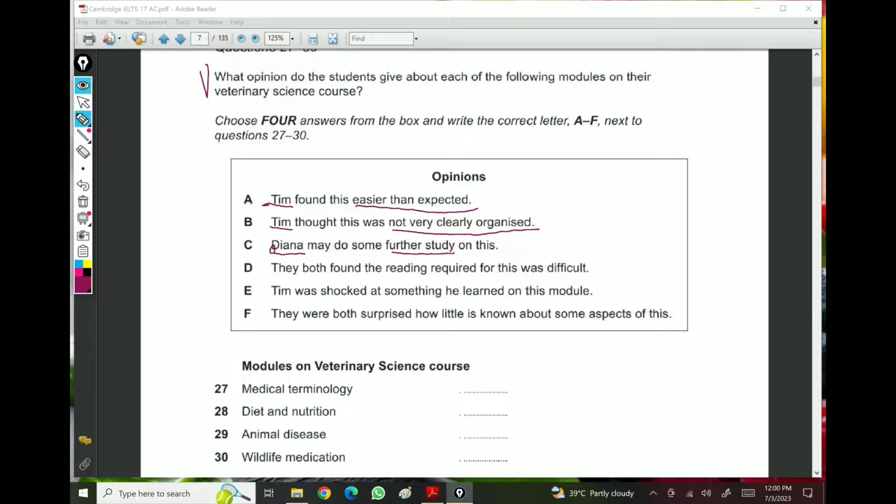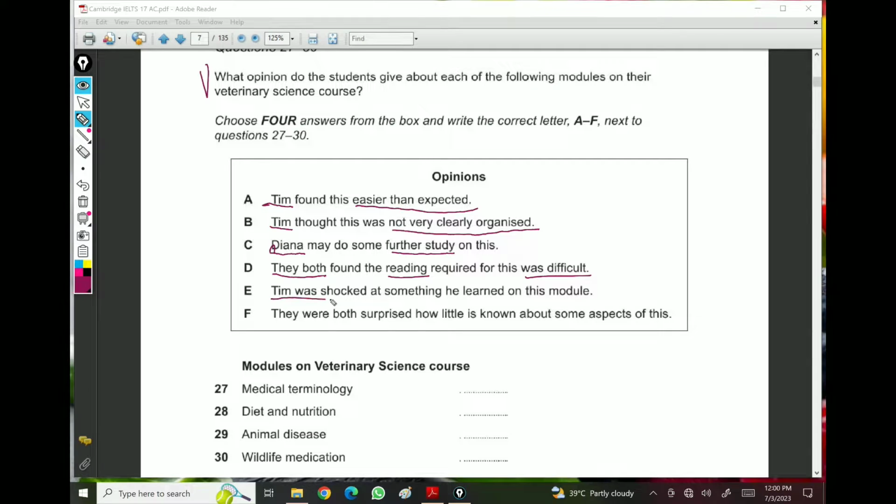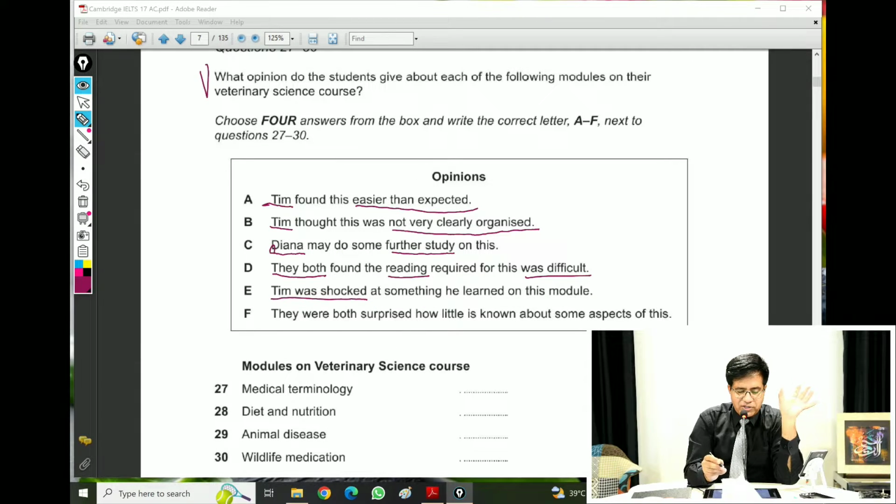Option D for doctor. They both found the reading required for this was difficult. Now underline they both. Reading was difficult, and they both found. And Tim was shocked. Shocked, you know, oh, hi, something like that. Wherever he says, I was not expecting that, I was astonished to see that, something like this. Tim was shocked and something he learned on this module. And they both were surprised. Now both were surprised about what? Just focus, they were surprised.